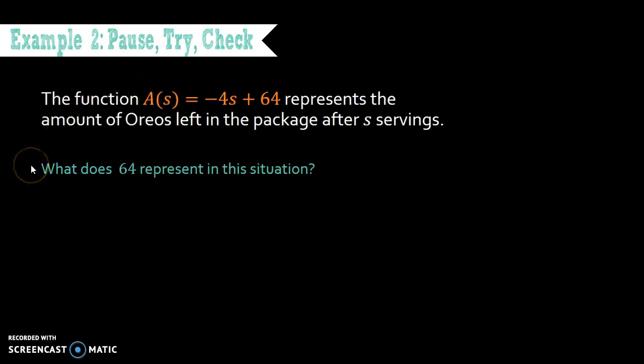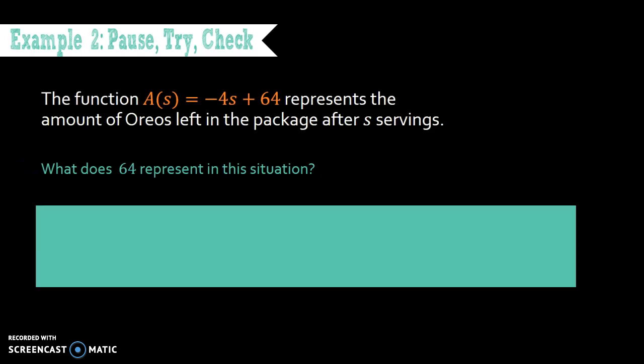What does the 64 represent in this situation? We already broke down that the negative 4 represents the serving size of 4 cookies. We were told that s is the number of servings. So the only thing we have left to figure out is what that 64 is representing. Since this is a linear function, we know that it has a slope and it also has a y-intercept. 64 is in the place of the y-intercept. So let's think about what that means.